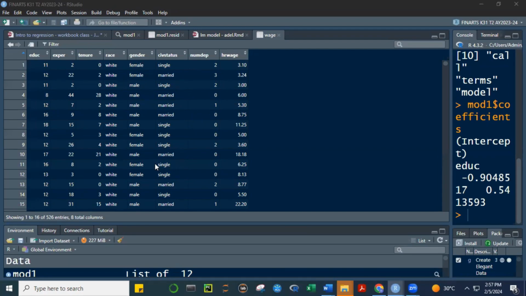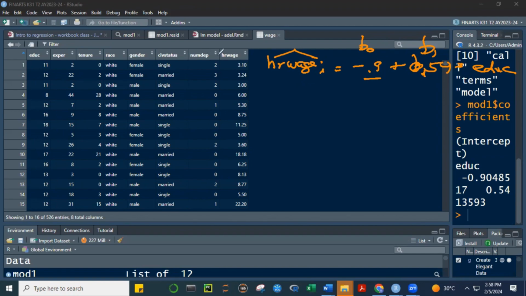Okay, so let me just clarify that. Because we already have the equation, right? So let me write that. Our equation is hourly wage hat. This is your y predicted is equal to negative 0.9. Okay, this is our intercept. This is our beta null plus beta 1. Oh, sorry, that's 0.54. This is our slope beta 1 times your x. What's your x? Your independent variable, education.